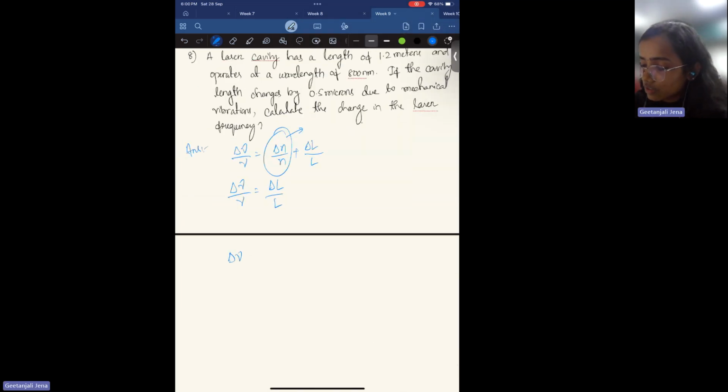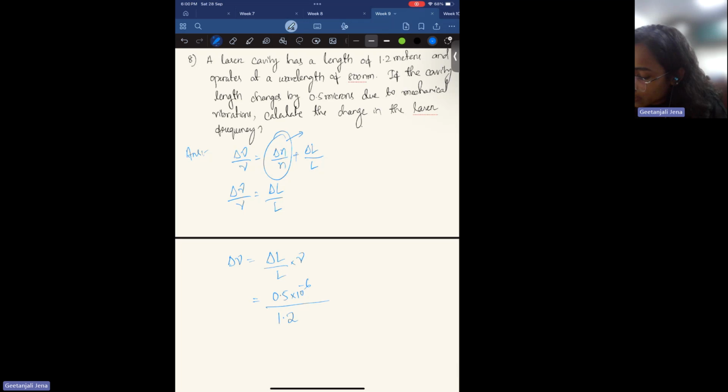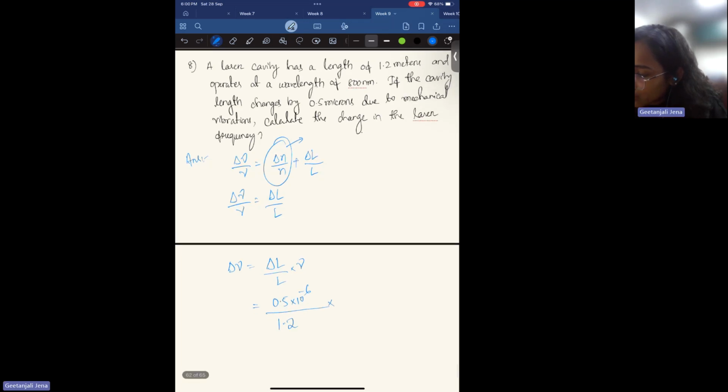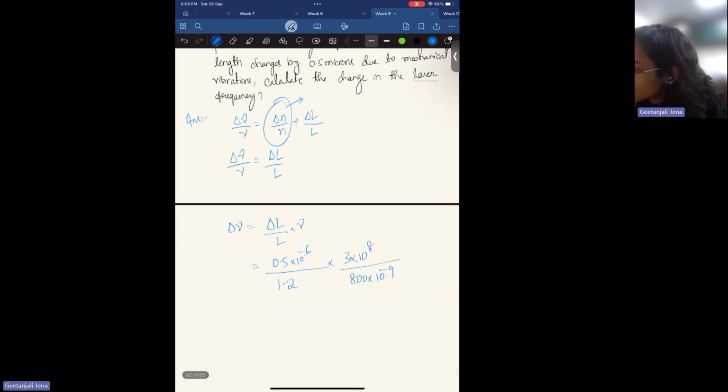And delta nu should be delta L by L times nu. So delta L is already given, it is 0.5 micron. And L is given 1.2 meter. And nu is given by C by lambda, that is 3 into 10 to the power 8 divided by lambda, which is 800 nanometer. So if you solve this, you can get an answer of around 156 megahertz. Okay, so this is the answer.